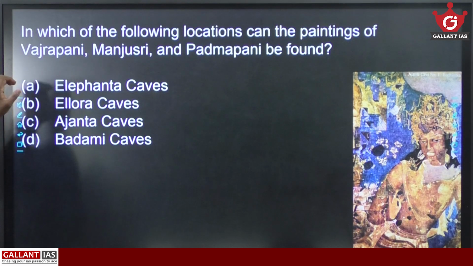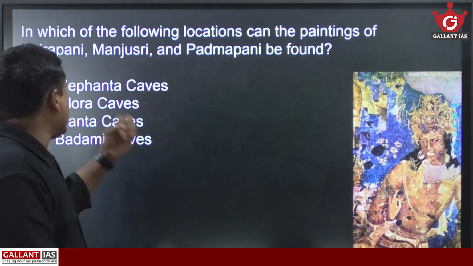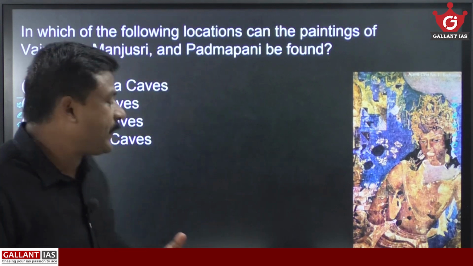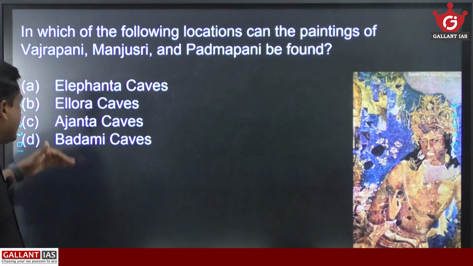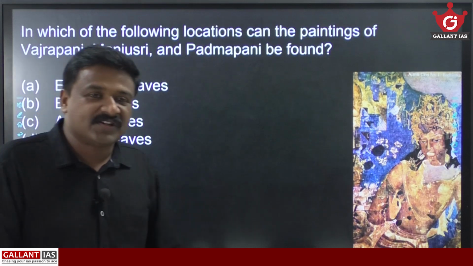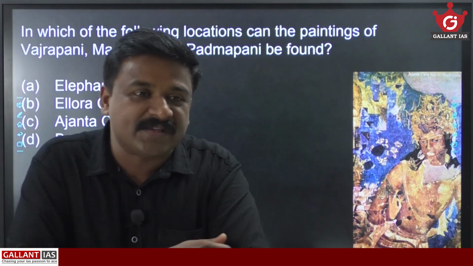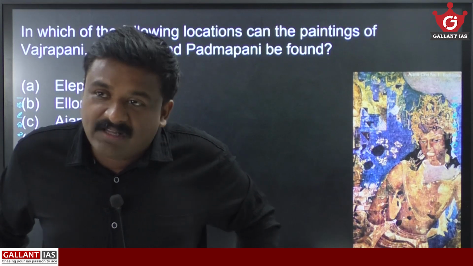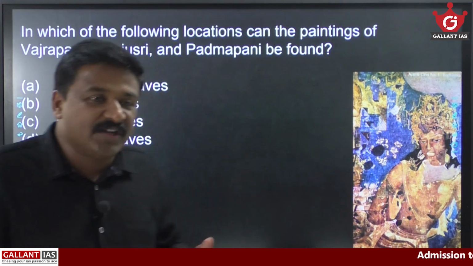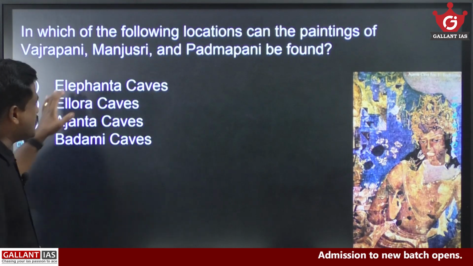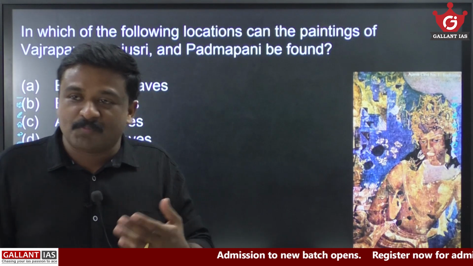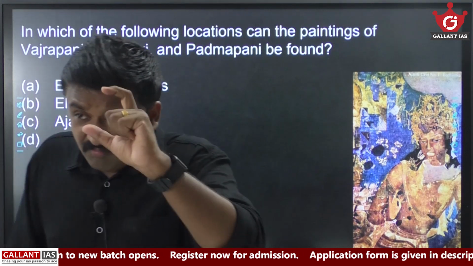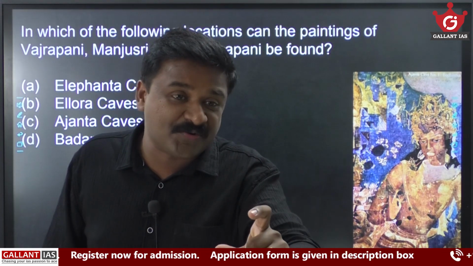So here you see these are some popular paintings, that is Vajrapani, Manjushri, Padmapani. These are found in which of the following cave paintings: Elephanta caves, Ellora caves, Ajanta caves, Badami caves. In a somewhat different way, UPSC already asked a question, so we can expect a question in a similar pattern. These paintings you can see are mostly Bodhisattvas, and Mahayana Buddhism, Hinayana Buddhism are well represented in Ajanta caves.